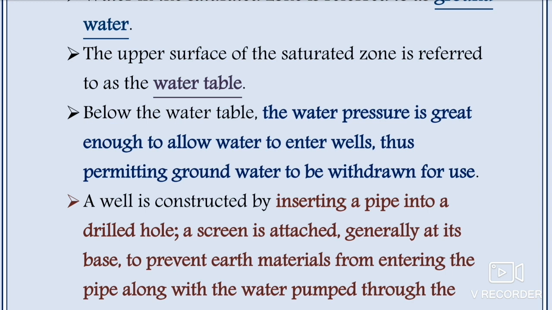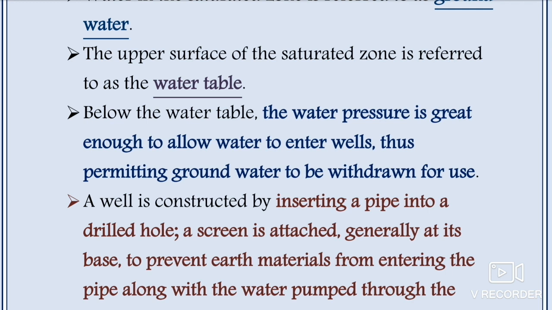We have already discussed this in the previous discussion of the objective geology series. Below the ground, it is the level at which the vadose zone ends and the saturation zone begins. That also marks the boundary between the zone of aeration and the zone of saturation, and it represents the level to which a well would fill with water. Below the water table, the water pressure is great enough to allow water to enter wells, thus permitting the groundwater to be withdrawn for use.